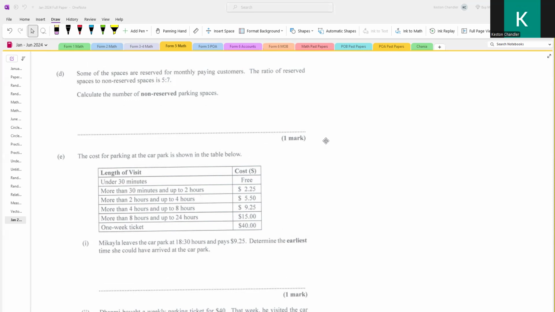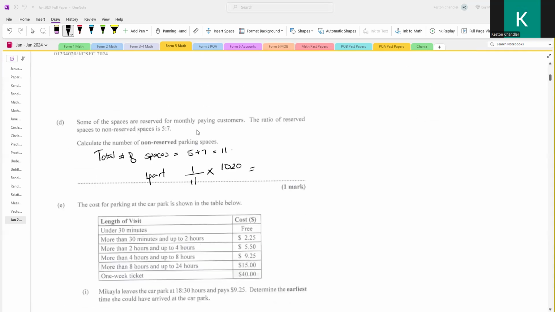So the total number of spaces here, based on this ratio, is 5 plus 7, which is 12. Now, one part will be 1/12 multiplied by our 1020 spaces. And 1020 divided by 12.